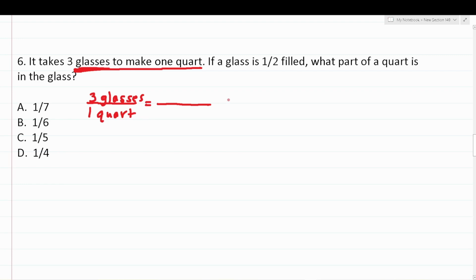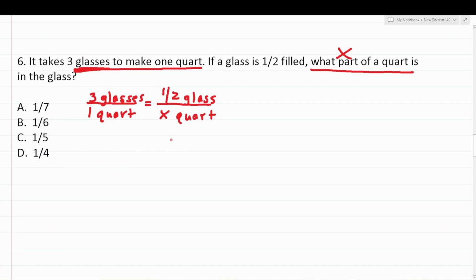What are we trying to figure out? According to the problem, we want to know what part of a quart is in the glass if a glass is 1/2 filled. So if we have a glass that is 1/2 filled, that's a half of a glass, we want to know what part of a quart is in the glass. Well, that's an unknown. So in math, we can represent unknowns with letter variables. In this case, I'm going to call that x. So that's going to be x part of a quart.